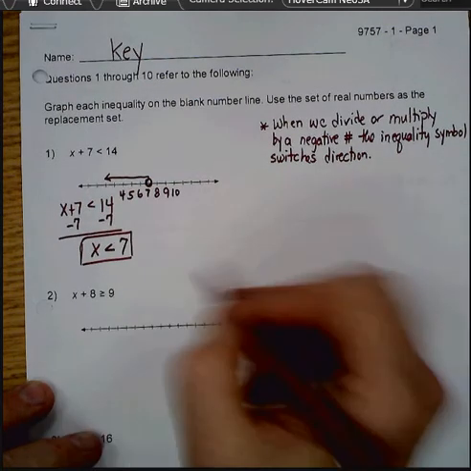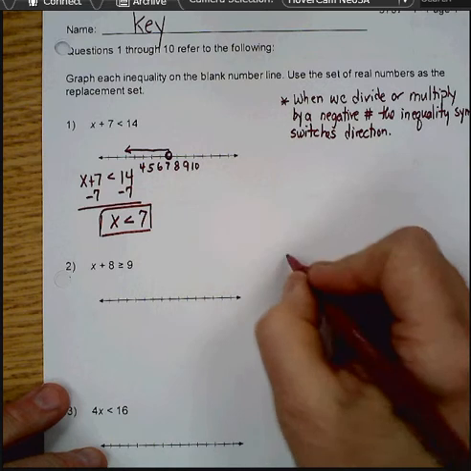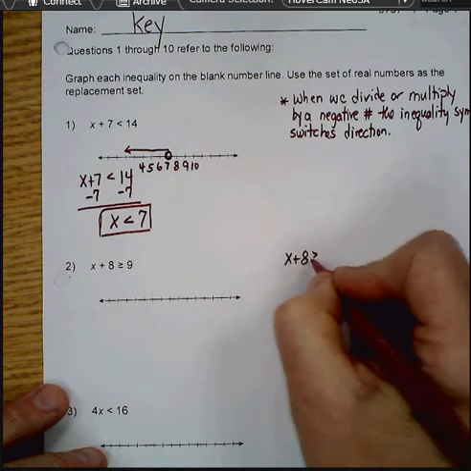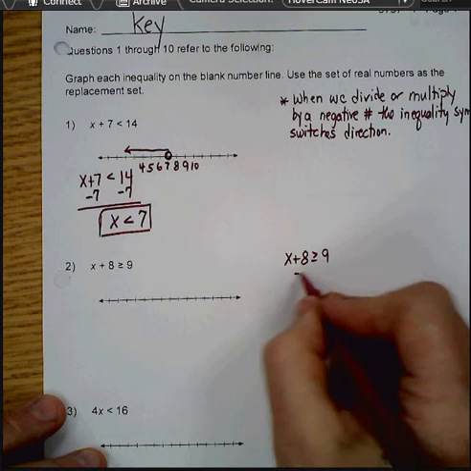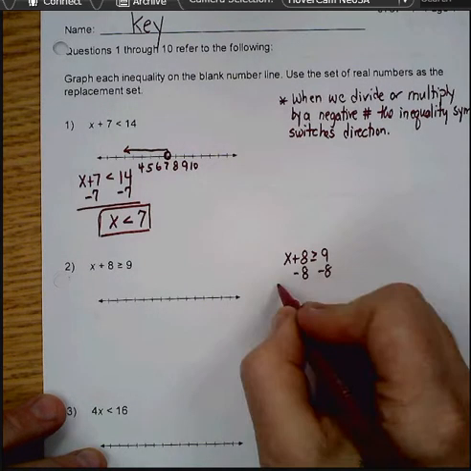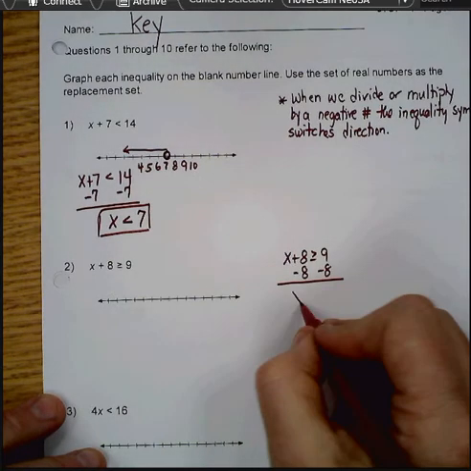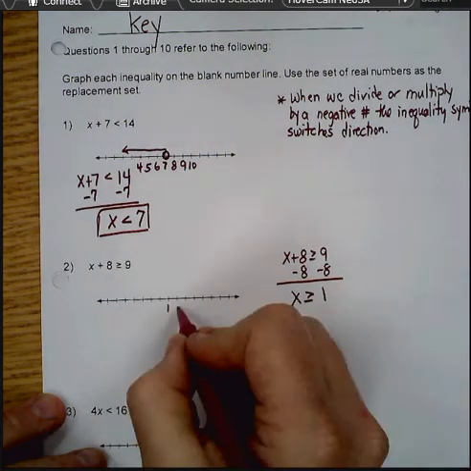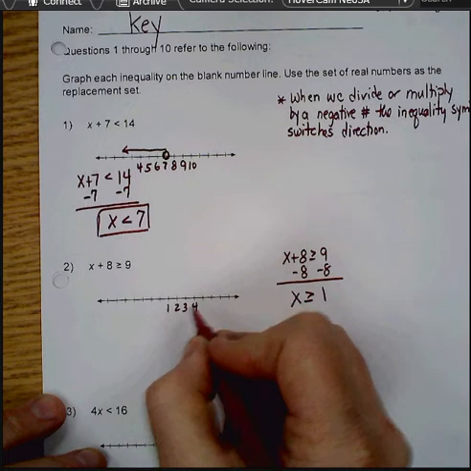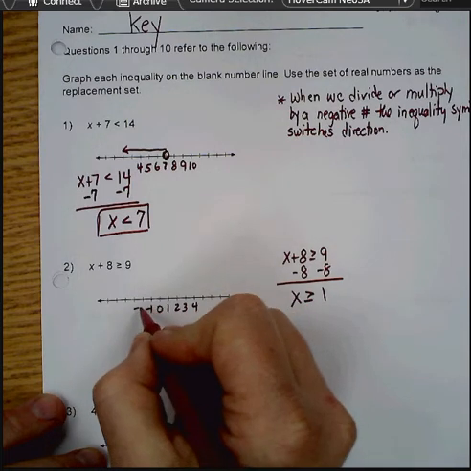All right? Question number 2, it says x plus 8 is greater than or equal to 9. Again, it's just x, so I'm going to zero it out. I'm going to subtract 8 from both sides. That's zeroing out the addition. I get x is greater than or equal to 9 minus 8. That's 1. So put 1 in the middle of the number line and go back a couple of numbers.